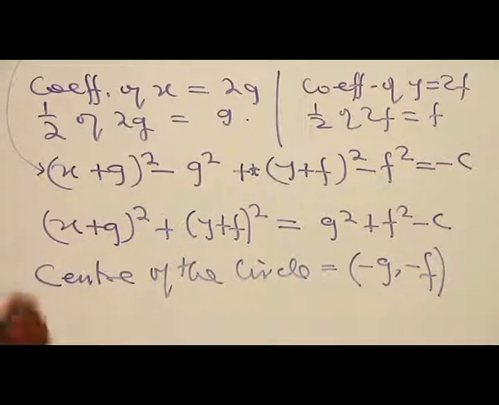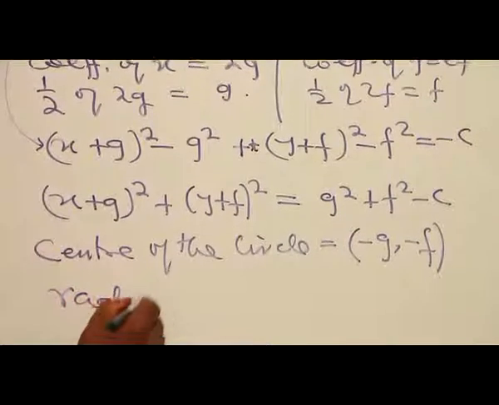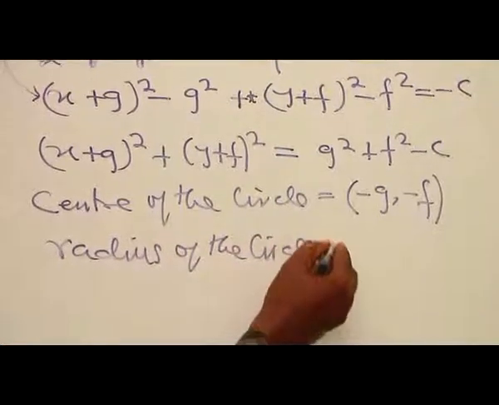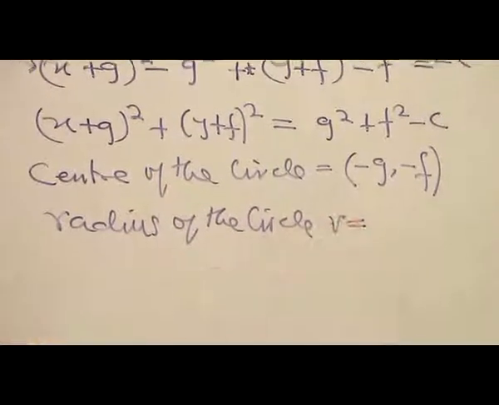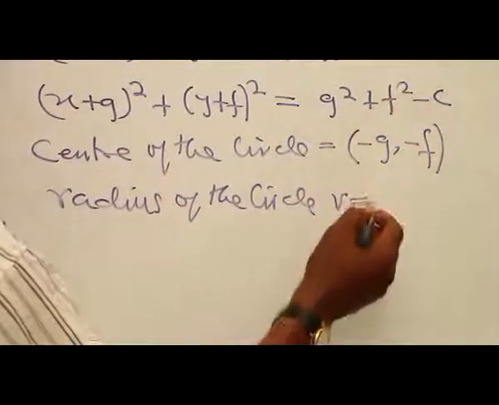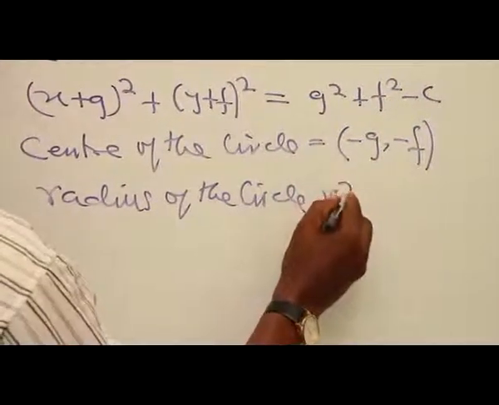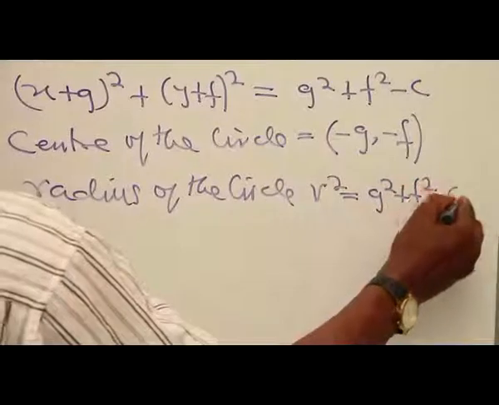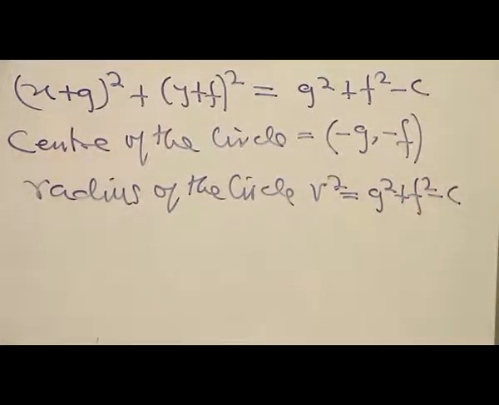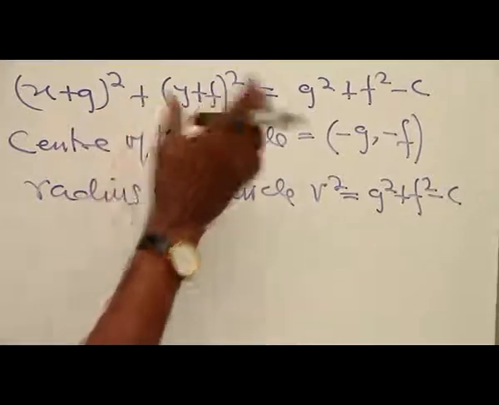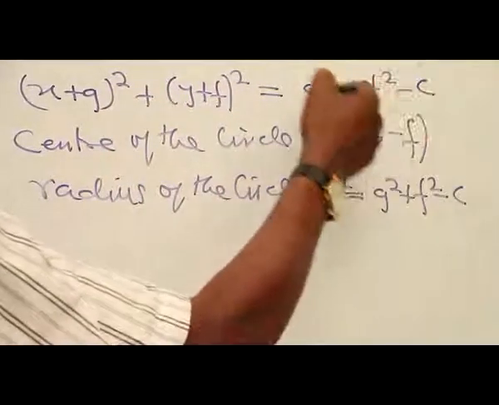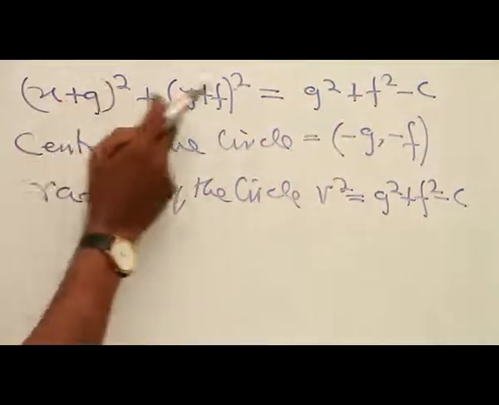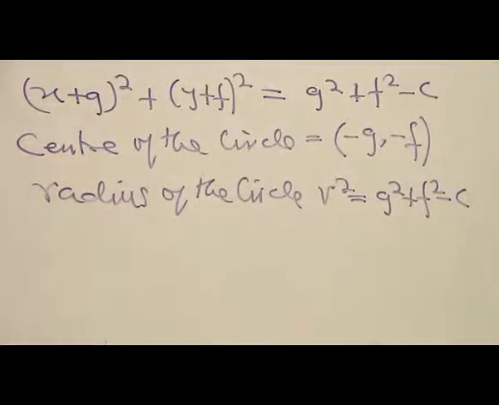Next, from here we can find the radius of the circle. Let's say the radius of the circle R will be equal to the square root. As a matter of fact, let's write it this way: R squared is equal to G squared plus F squared minus C. Remember that when we started, when you are given the center and the radius, the radius squared was on the right hand side. So the whole of this one is R squared. Hence we have it, and these ones now stand for the center of that particular circle.